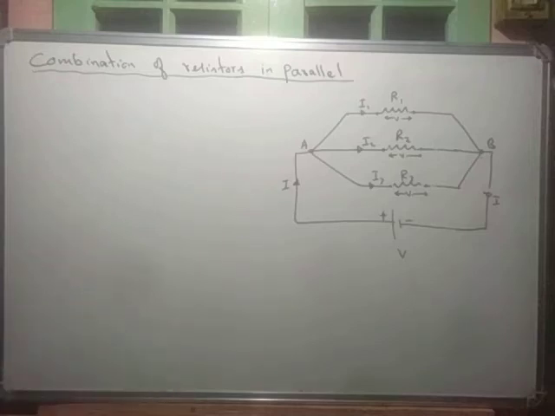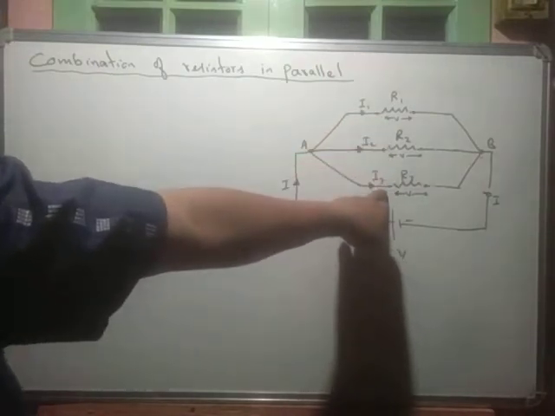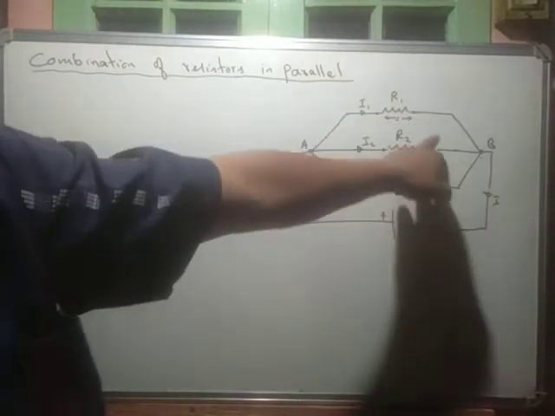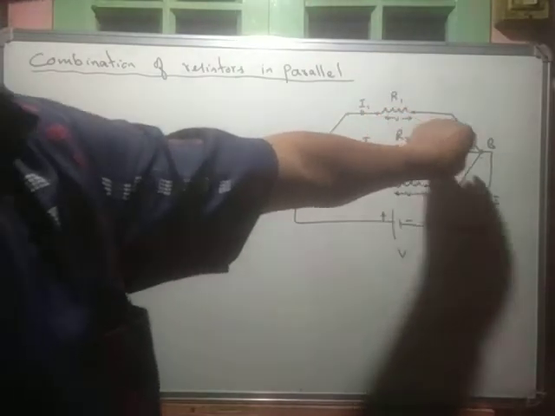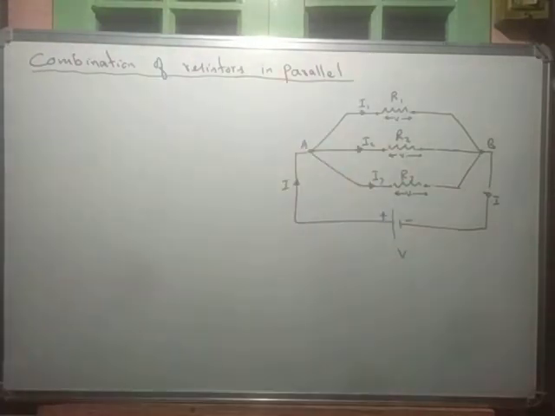Here we shall see about the next type of combinations of resistors. The second type is the combination of resistors in parallel. Parallel combination of resistors means that the first end of each resistor is connected to one single point A, and the second end of all resistors is connected to another point B. When you join the resistors in this way, this type of combination is known as the parallel combination of resistors.